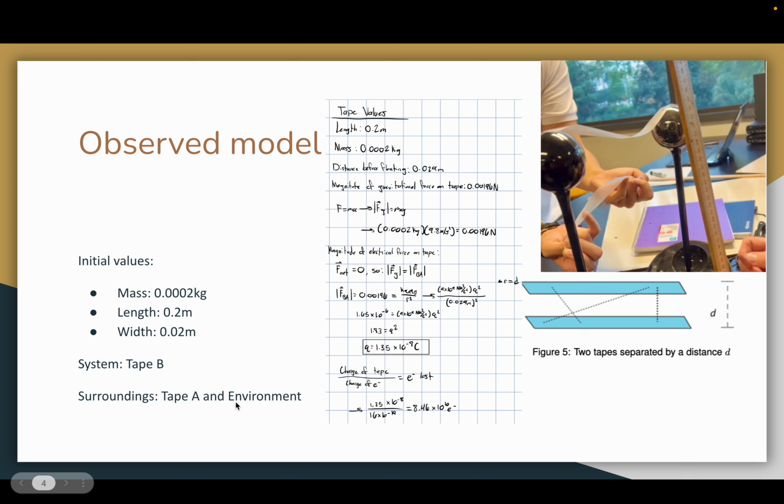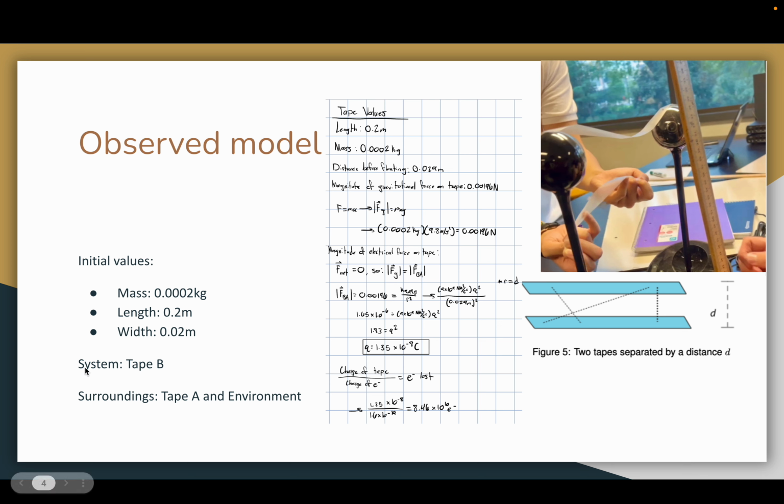So our observed model is the exact same as lab 1. As you can see in the picture here, we're trying to float the two tapes up with one another. Here is a really simplified model of what's going on in the picture: two tapes being separated by distance d and being able to float on each other. And then our initial values, we had to calculate the mass. For the mass, we calculated 0.0002 kilograms. Our length was 0.2 meters and our width was 0.02 meters, and these were both measured values.